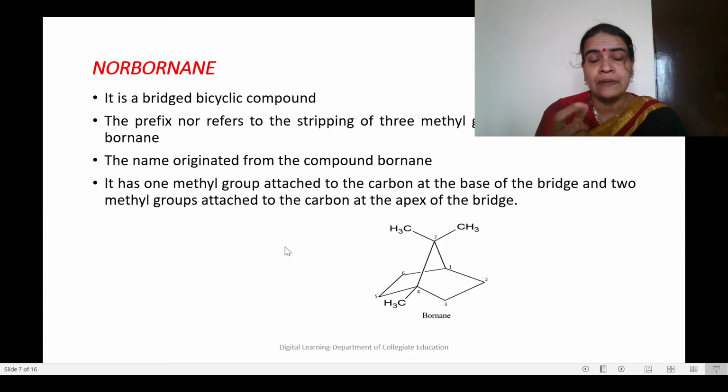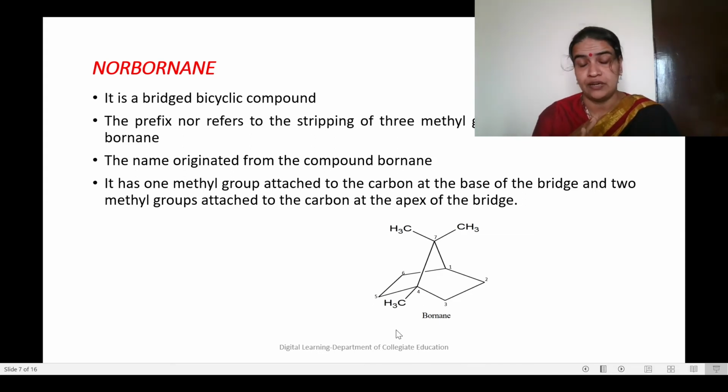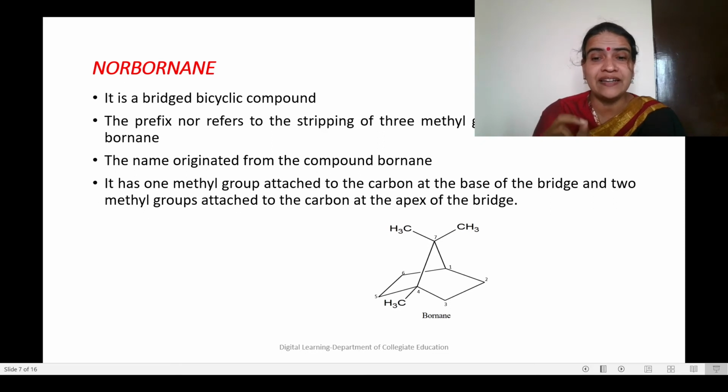What does nor stand for? The actual bornane molecule has three more methyl groups. So it is deprived of the three methyl groups. Like this is the bornane molecule, where we have three methyl groups. So how about the norbornane molecule? In norbornane, the three methyl groups are not there. That is why it is called norbornane. Nor means it is deprived of the three methyl groups of bornane.